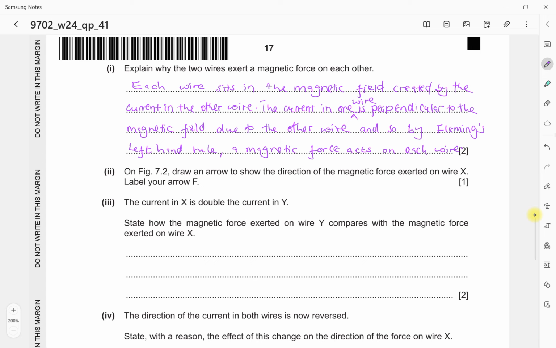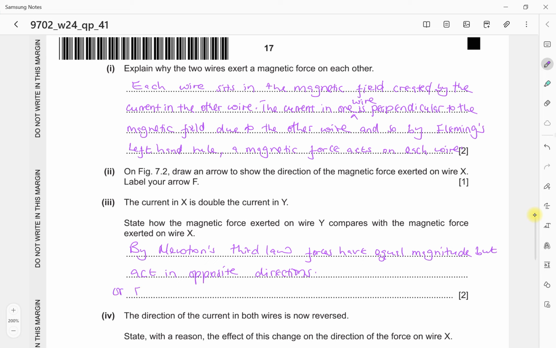So I can say by Newton's third law, the forces have equal magnitude but act in opposite directions. Or you would say the force depends on the product of the currents, which is the same for both wires. Therefore, the force is equal but opposite.